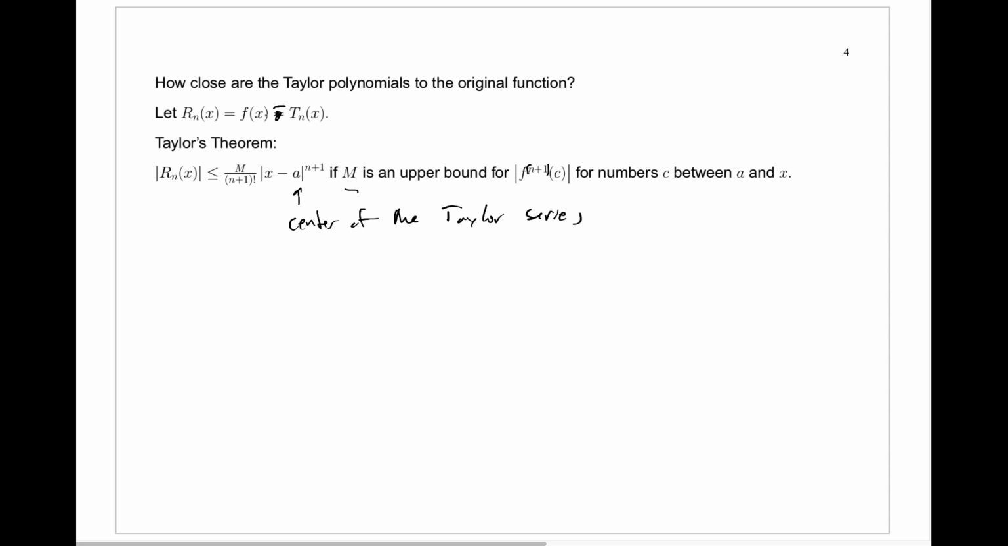You still have this n plus 1 factorial in the denominator, which can help keep things small, but you want to keep both small if you want the remainder to be really good. Now, the proof of this is beyond the scope of the course, but let's take a look at some examples of how this works.